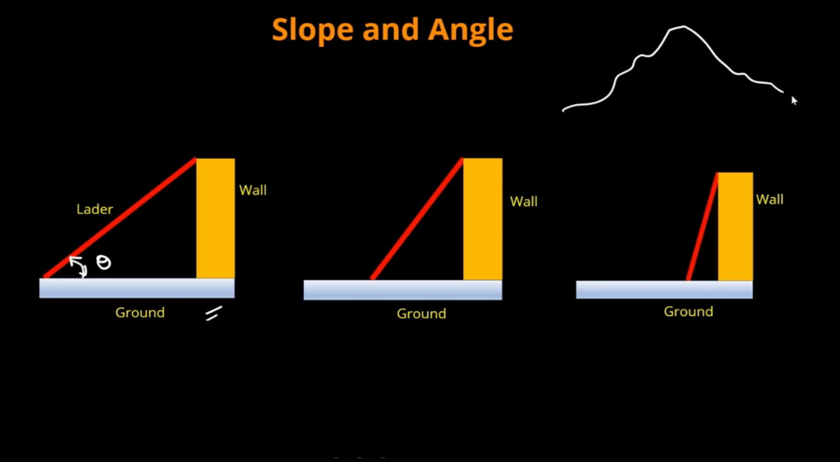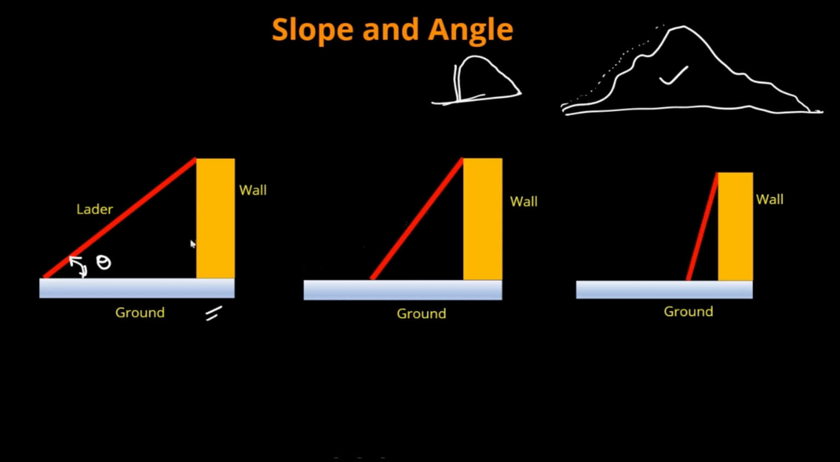Let's take a hill. If the slope is very small here, you can easily climb even a mountain or hill. But if a hill is sharp like this, it's very difficult to climb, and you will say it's much steeper. That means the angle is high. The angle between the ground and the mountain is high over here. But in this case, the angle between the ground and the hill is small, so it is less steep.